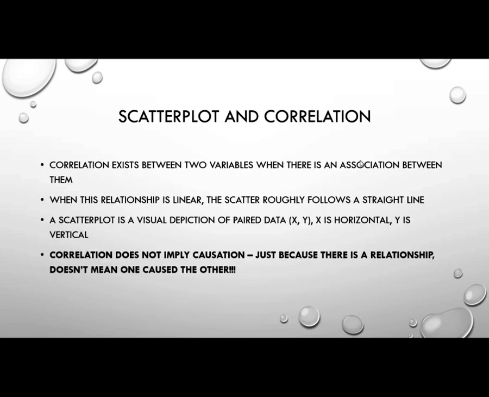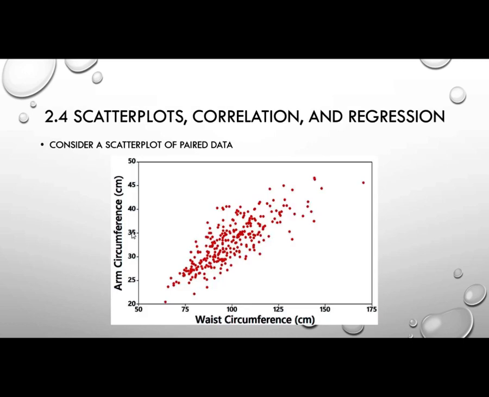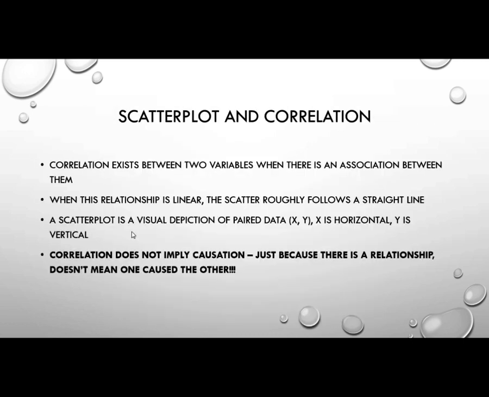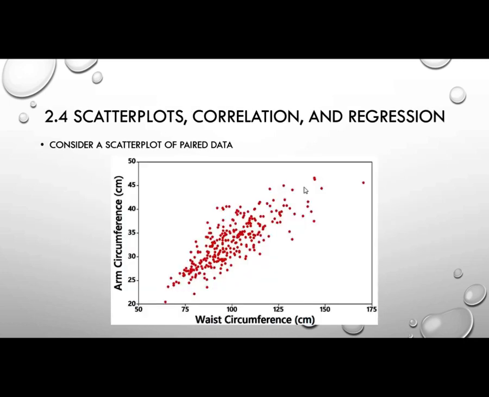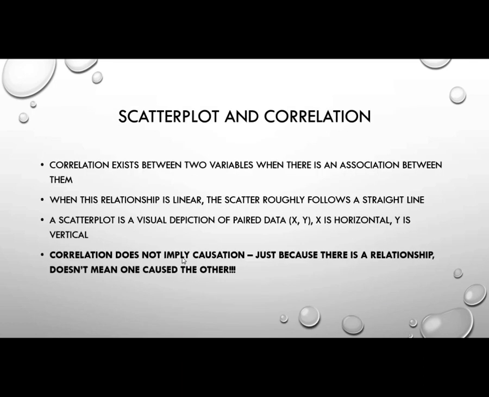So when there's an association between two variables and you have a continuous measure, well, you can have any other kind of measure, but right now we're going to talk about continuous because that's what these data are. If you have two scores for one individual, for a group of individuals, you can make a scatter plot and look at the relationship. When this relationship is linear, the scatter roughly follows a straight line, which this one indeed does, right? I could draw a line pretty easily through the middle of there. It's a visual depiction of paired data, x and y. X is the horizontal and y is the vertical.